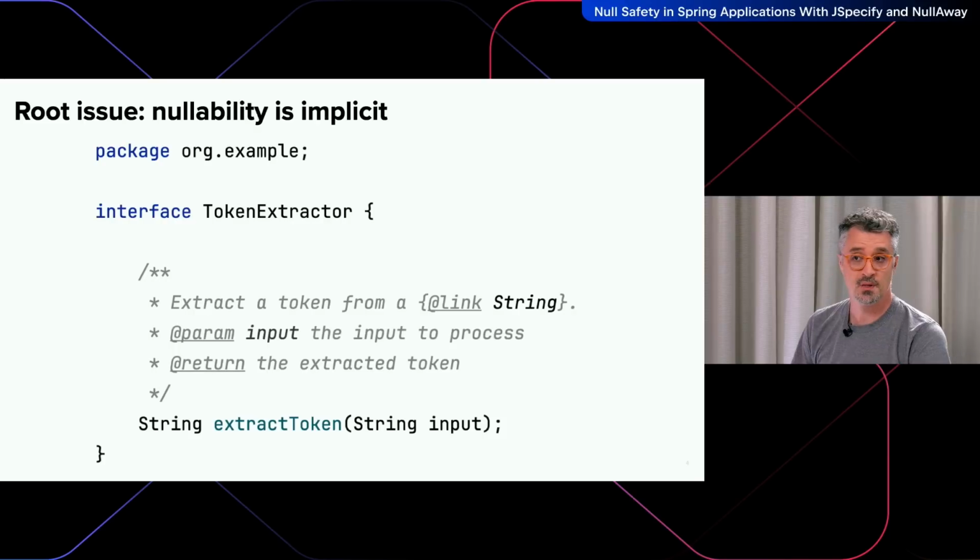In Java, it's implicit. So here, in this extract token, the Javadoc just says, return the extracted token. It doesn't talk about null values, so maybe the developer has forgotten to specify that, or maybe on purpose, this interface never returns null, so maybe this is just a specific behavior of the implementation. There are a lot of unknowns, and when there are a lot of unknowns, there are a lot of opportunities for misunderstanding, and this is what happened here.